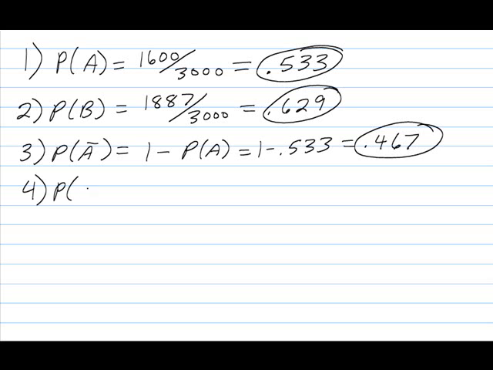Suppose we want the probability of A and B. So this is the overlap, students who both are female and choose math. So there are 1,192 students in both of those categories out of the 3,000. So you get a probability here of 0.397.